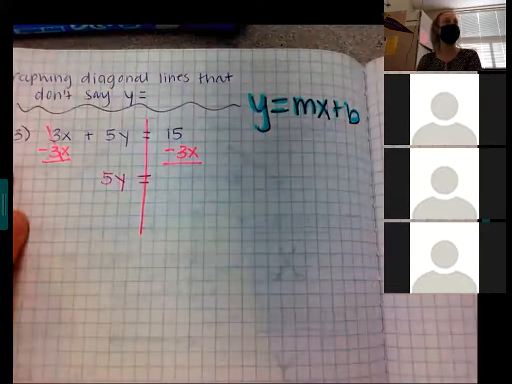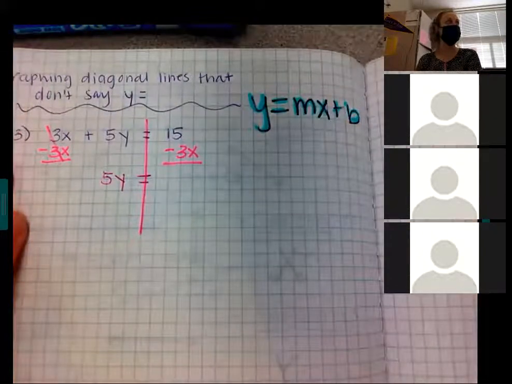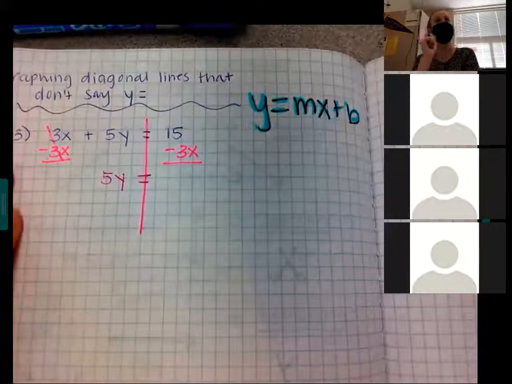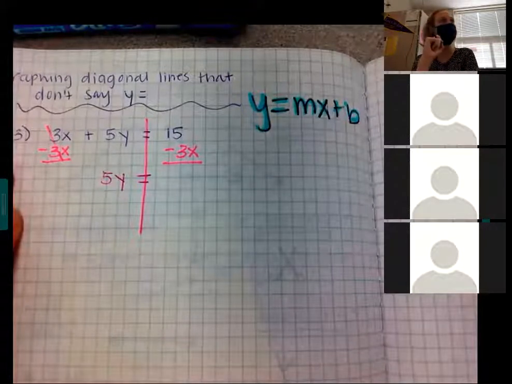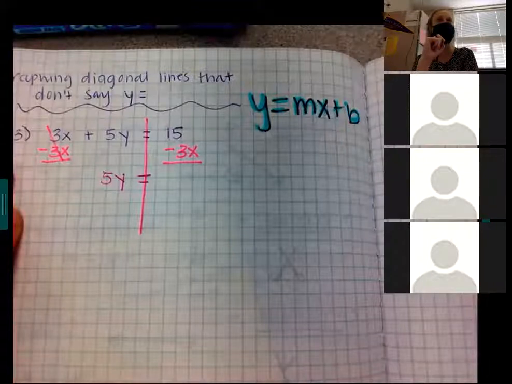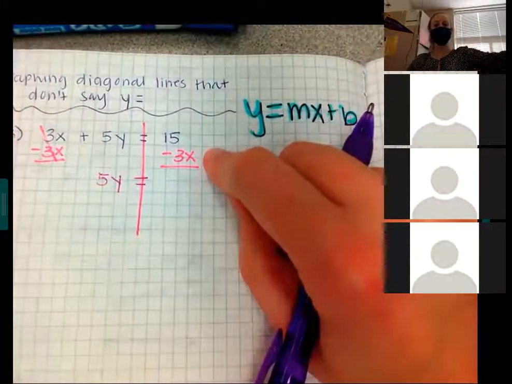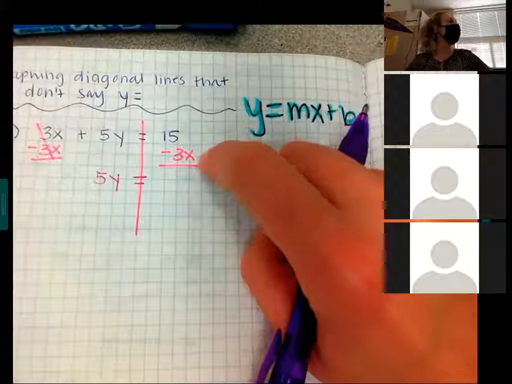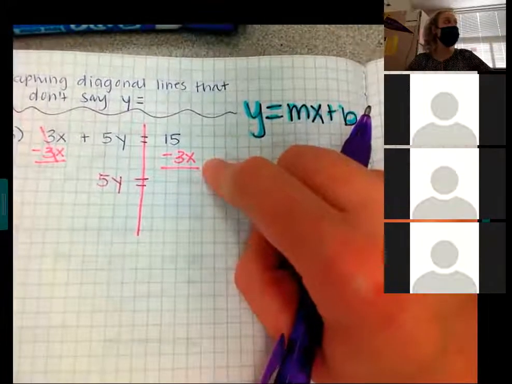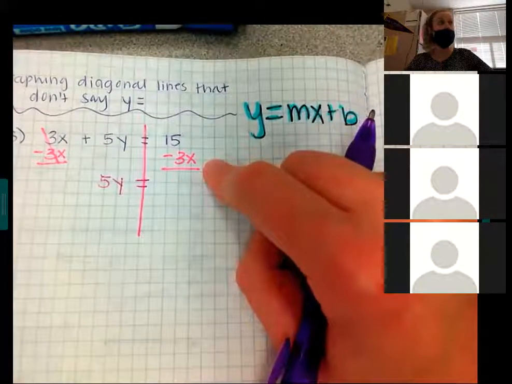Does everybody agree now we have 5y equals? Okay, this is where y'all will mess up. First of all, 15 minus 3x is not 12x. Can somebody tell me why we can't do that? Not because it's negative, because they don't both have a what, Tay? They don't both have an x. Remember, to put terms together, they've got to have the same variable.